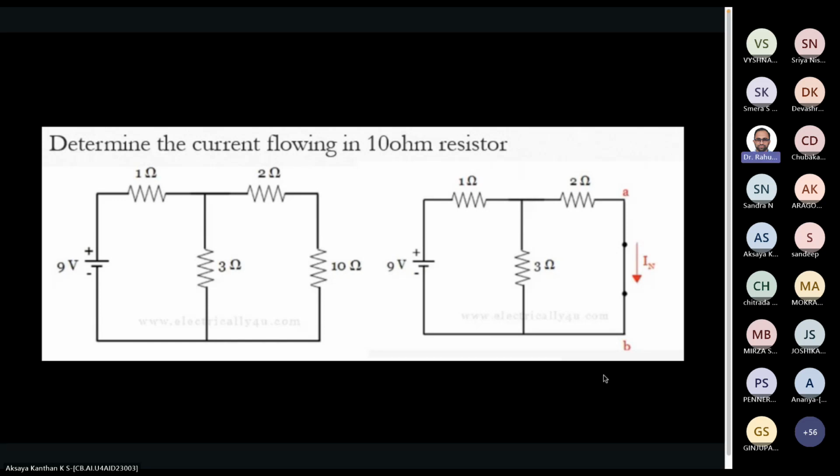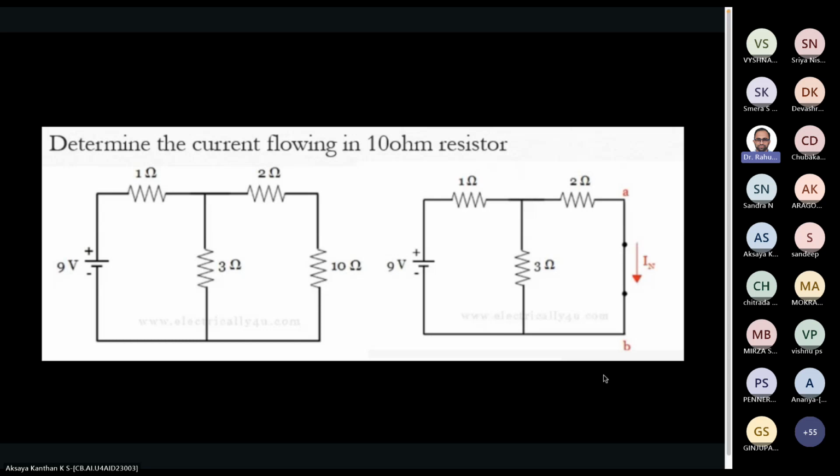In order to find IN, theoretically we go with the effective resistance. The 9 volt divided by the effective resistance gives the total current. The total current then splits into the 3 ohm branch and the 2 ohm branch. We need the 2 ohm branch, so based on the current division rule, we can find IN. For the effective resistance RN, we remove the 10 ohm at its terminals and short circuit the voltage source. You have 2 ohm, 3 ohm, 1 ohm in parallel, and that way you can find RN.